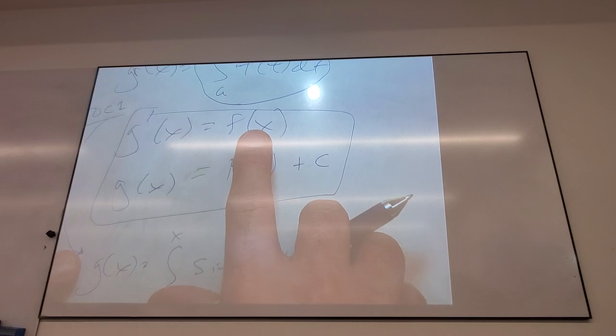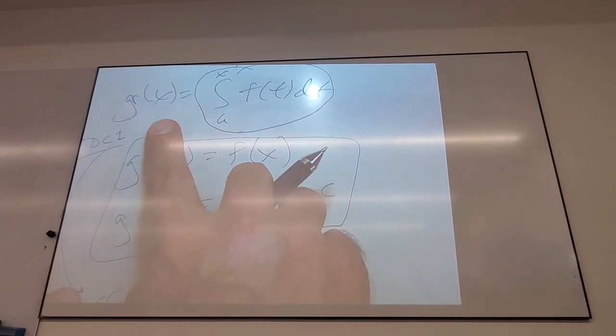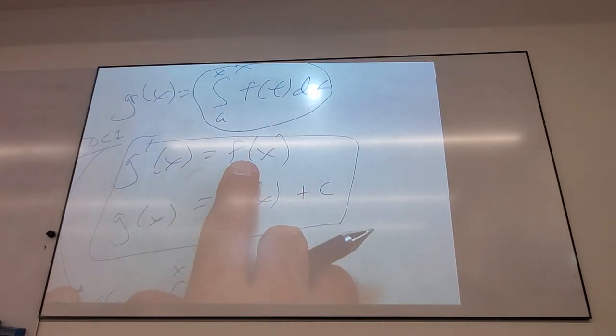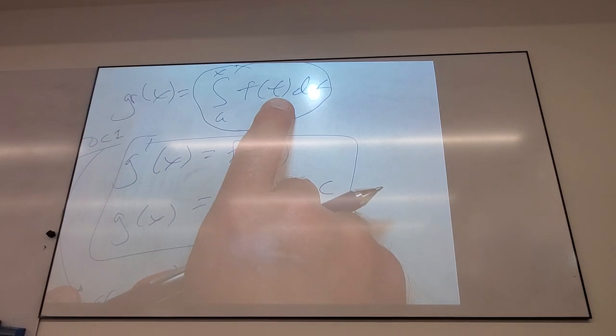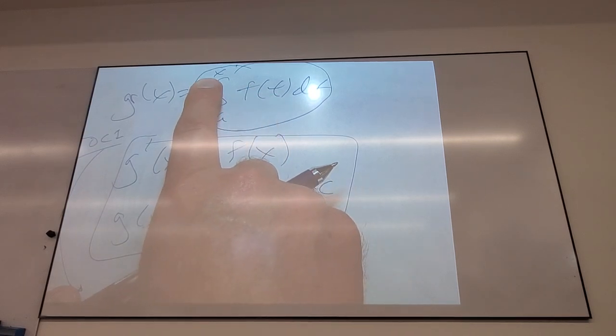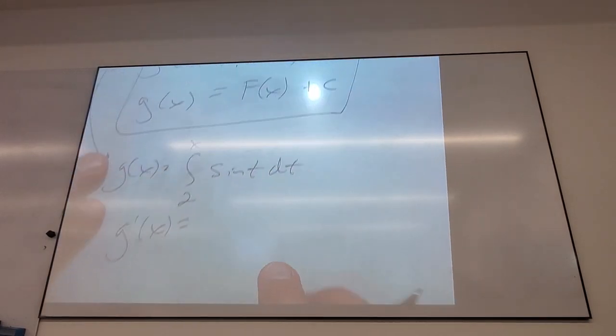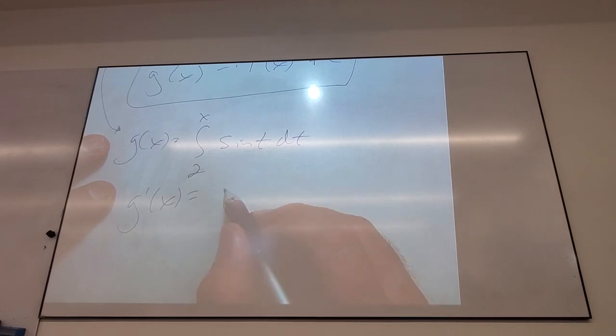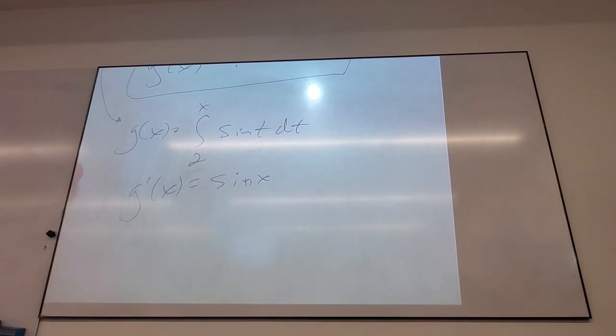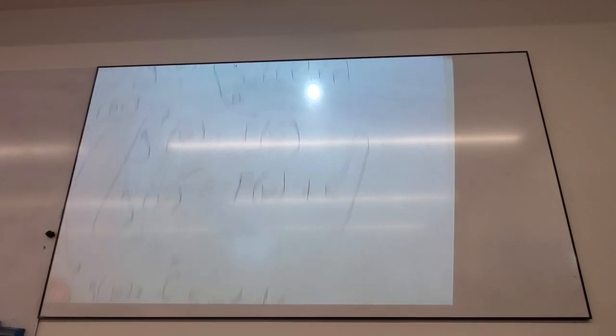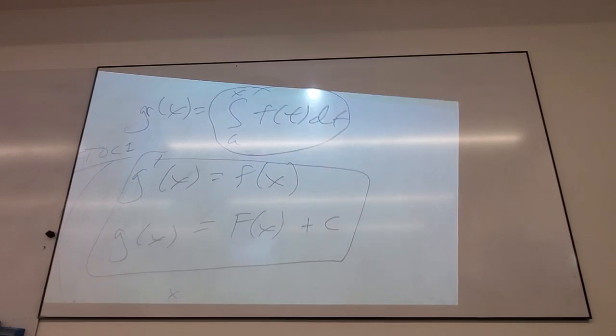All right, so here's the rule. If I'm given this, g prime is just the function evaluated at the endpoint. So what's this? Sine of x. Done. That's the rule. Isn't that the rule? That's how it works.